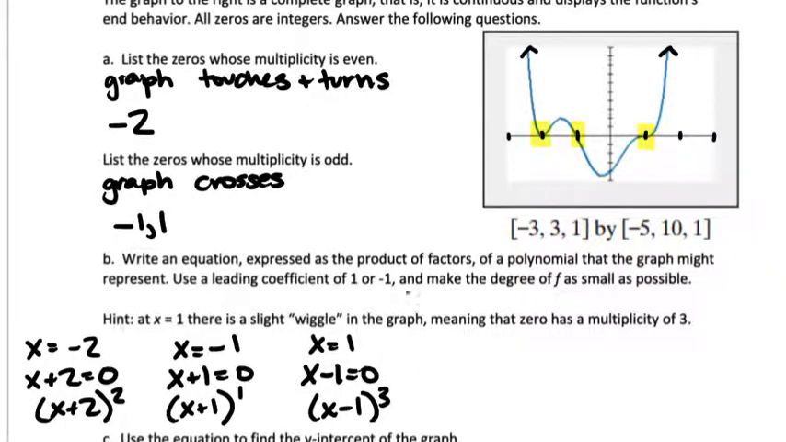So to put together my function, the last thing I need to think about is the leading coefficient. Now, this is a graph that has an even degree, and so if I add up all my exponents here, I should get an even number, which I do. That would be 6, which is even. And since the end behavior is rising on both sides, that means I need a positive leading coefficient.